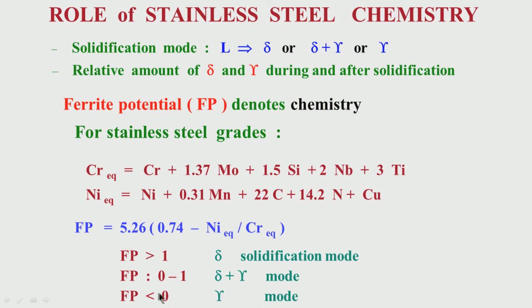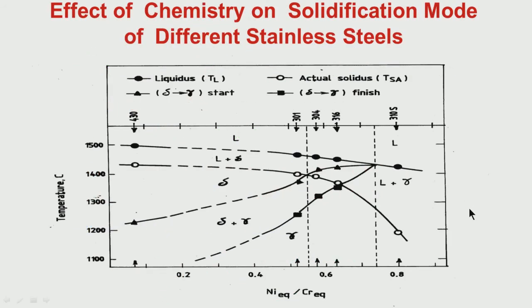So, more than 1 is delta, between 0 and 1 is delta plus gamma, and less than 0, that means it is negative, is gamma mode of solidification. That means as the ratio between nickel equivalent and chromium equivalent is increasing, we are coming to more and more austenitic solidification. That is the whole idea. Thank you very much.